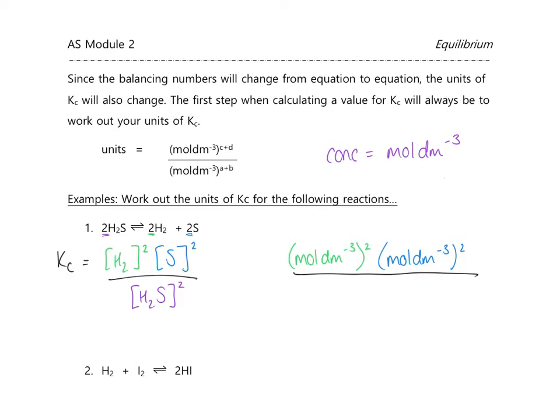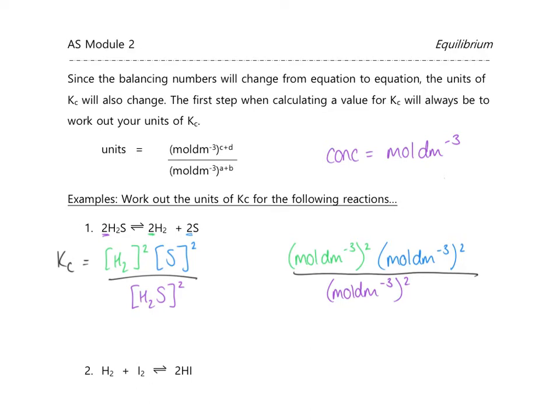That's all over the concentration of hydrogen sulfide squared. Again, the units of hydrogen sulfide concentration are going to be moles per decimeter cubed, but that's going to be squared. Now there are different ways of moving forward at this point.